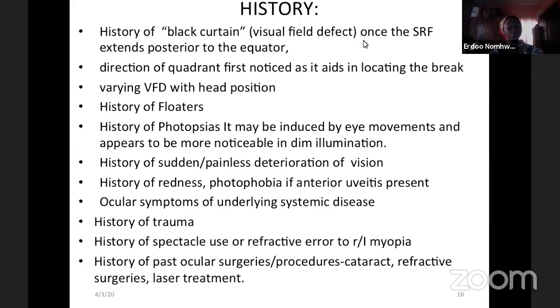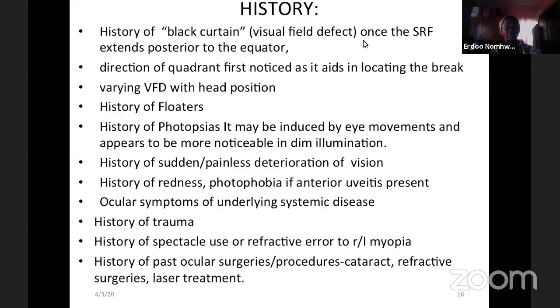Then there's a history of photopsia, which is usually more noticeable in dim illumination. Then some of them will come with a history of sudden or painless deterioration of vision. If the detachment has already affected the macula, it will give a sudden painless deterioration of vision. Or it could be a gradual but painless deterioration of vision, like you would see in tractional retinal detachment.